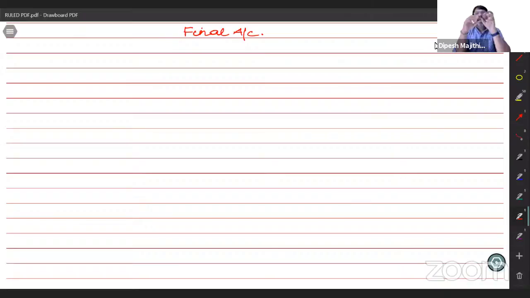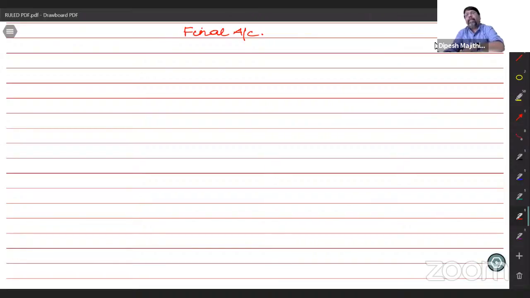Now, final accounts. During the entire year, we go on passing the journal entries and preparing the ledger accounts. At the end of the year, we close all the ledger accounts, find out their closing balances, and put those closing balances in a statement known as trial balance. Then from the trial balance, we prepare final accounts, that is trading account, P&L account, and balance sheet. So in final accounts, trial balance is given to us. Am I clear? We are supposed to prepare trading account, P&L account, and adjustments.